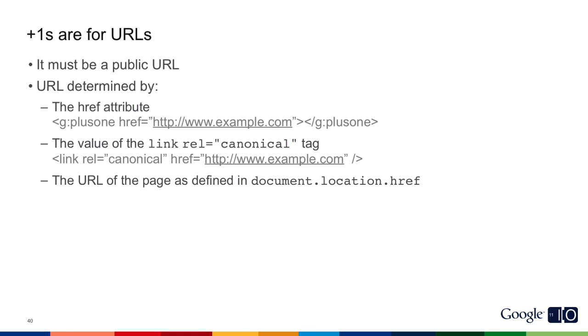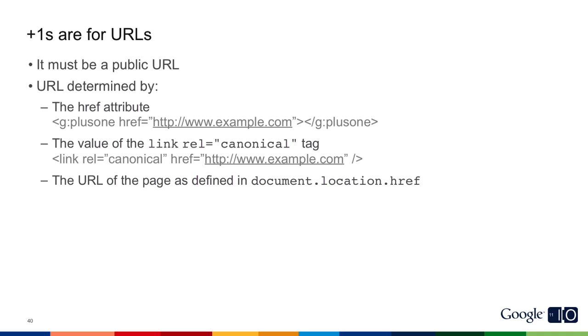First off, +1s are for URLs. And it's got to be a public URL. Otherwise, it's not going to work. +1s are a public action, so they need to operate on public URLs. And the URL is determined by one of 3 things, and in this order. First, we're going to look at the href attribute of the +1 tag. If it's there, we're going to +1 that URL.